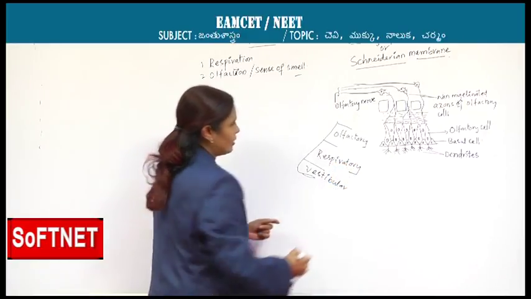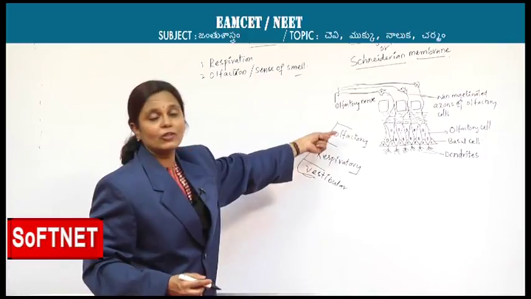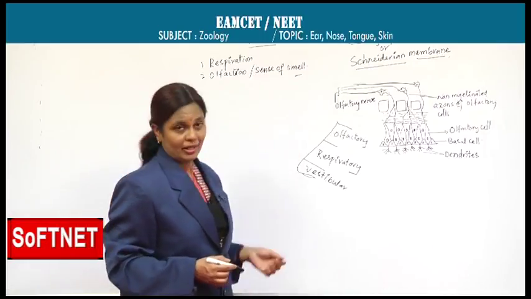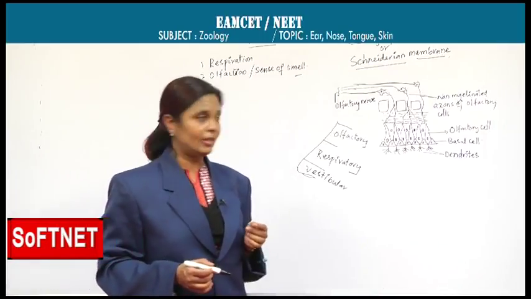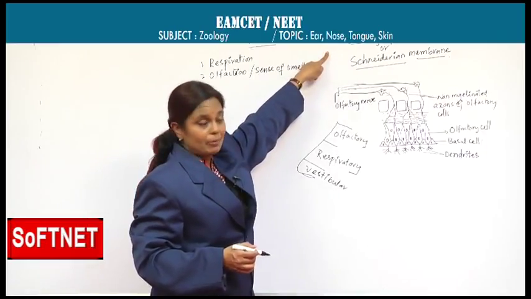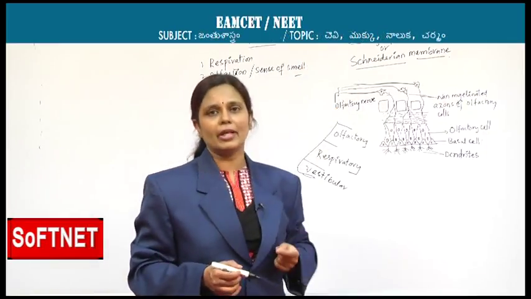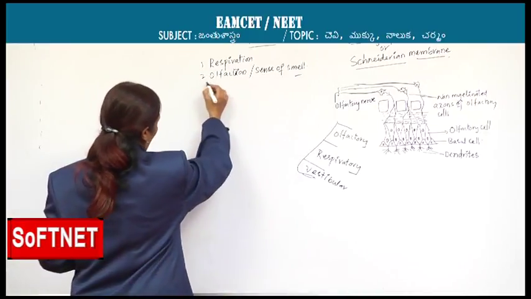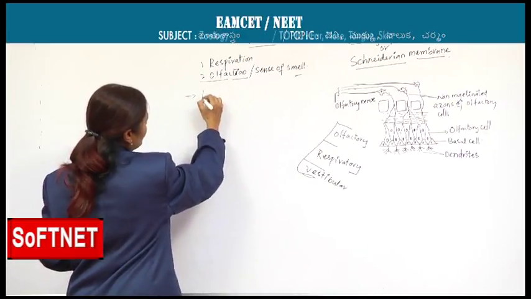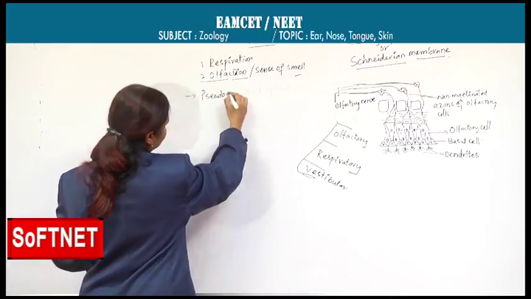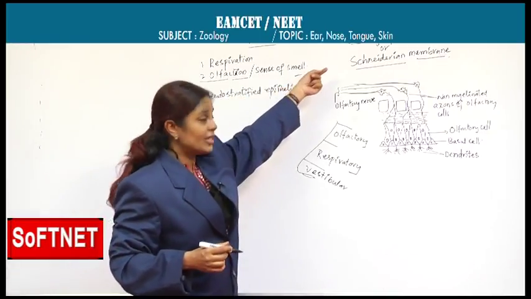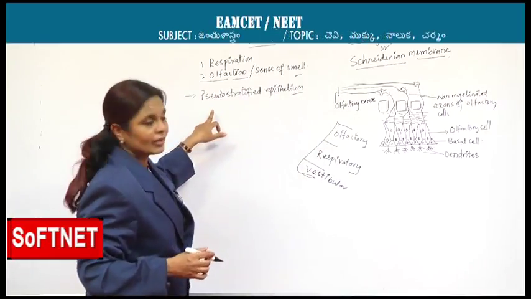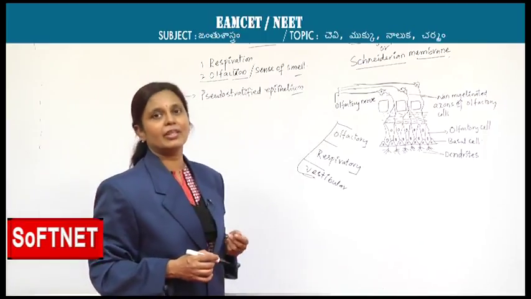Then the uppermost part of each nasal cavity, you call it the olfactory region. This olfactory region is lined by specialized sensory epithelium. You call it olfactory epithelium or Schneiderian membrane. The olfactory epithelium or Schneiderian membrane lining the olfactory region of the nasal cavity is made of pseudo-stratified epithelium.